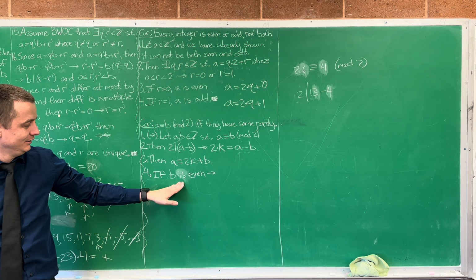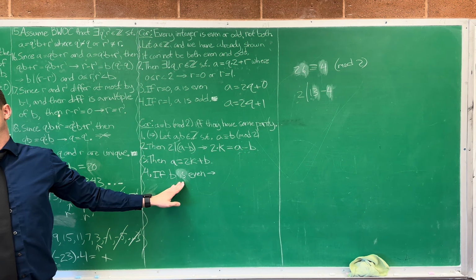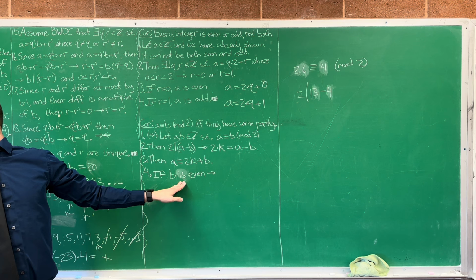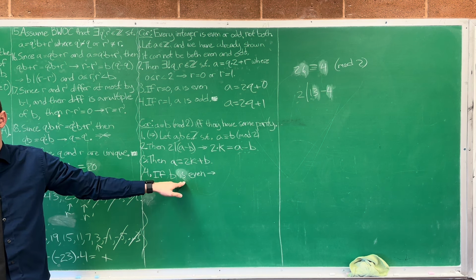Okay. If B is an even number, what do we know about it? It's equal to 2 times something. That's what it means to be even. You're 2 times an integer, right?